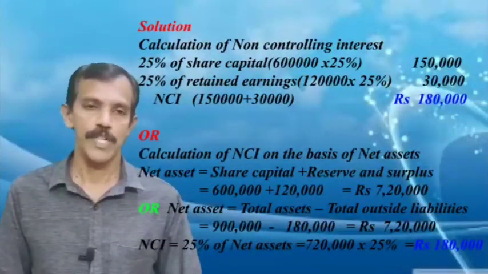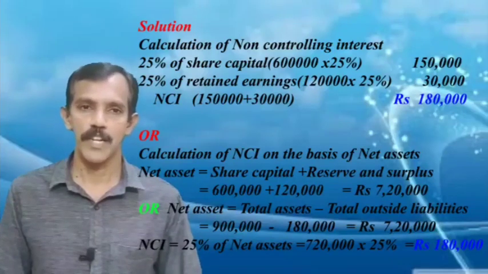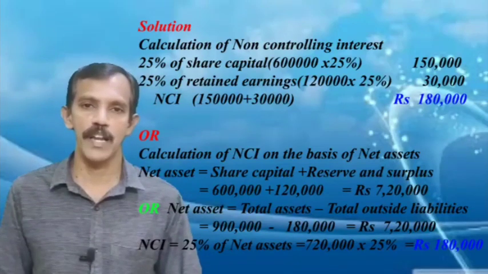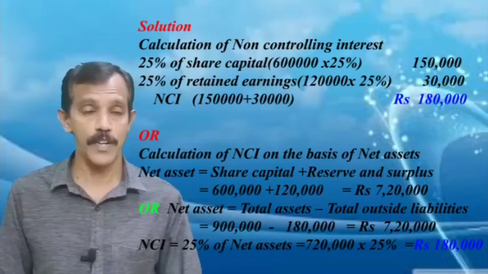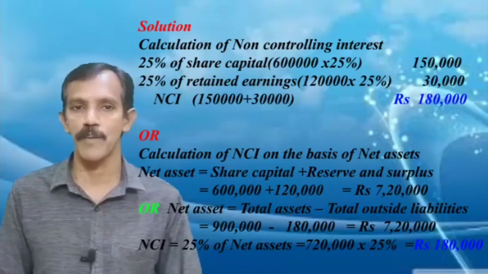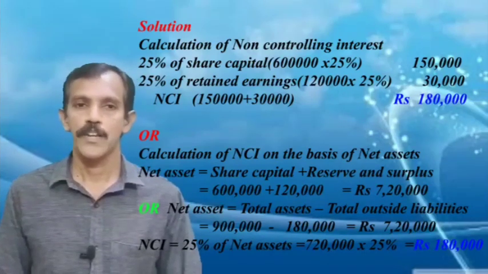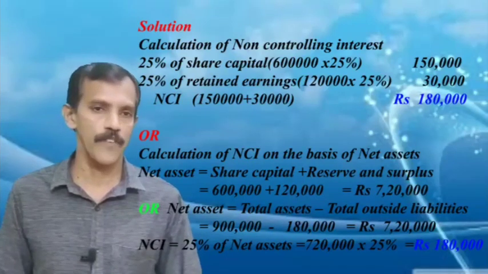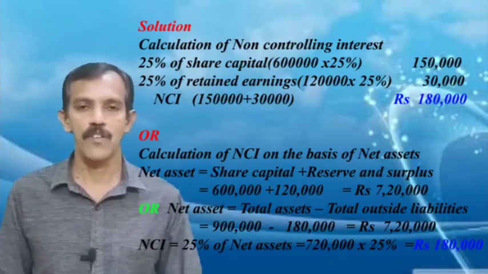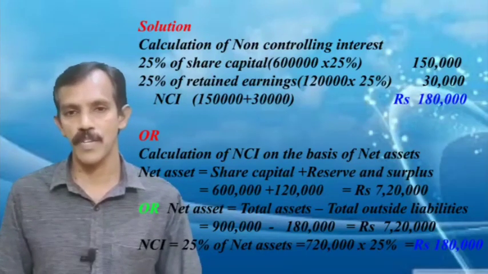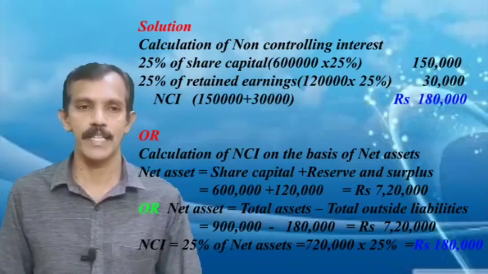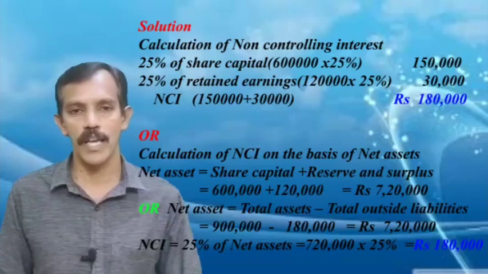Then our solution. From our question, it is clear that X Limited holds 75% shares in Y Limited. Its meaning is this: 25% shares are held by outsiders. So, for the calculation of non-controlling interest, we have to take 25% of the share capital and 25% of the retained earnings. 25% of share capital, 6 lakh into 25%, is equal to 1,50,000. Then 25% of retained earnings, 1,20,000 into 25%, comes to 30,000. Then NCI is the total of 1,50,000 and 30,000. Non-controlling interest is equal to 1,80,000.